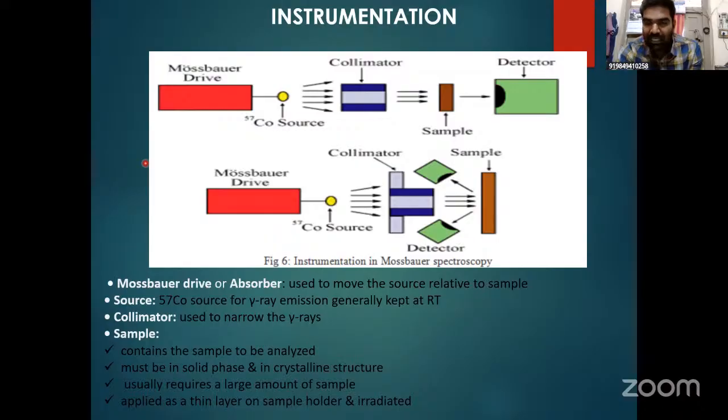That is only 9% of the gamma ray energy released. The remaining 91% of the transition takes place in two steps.